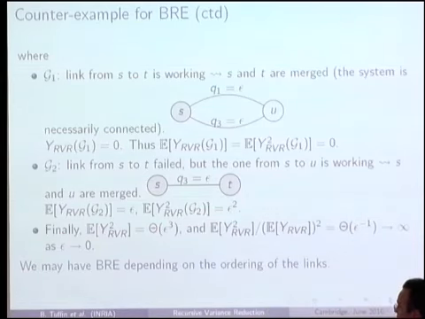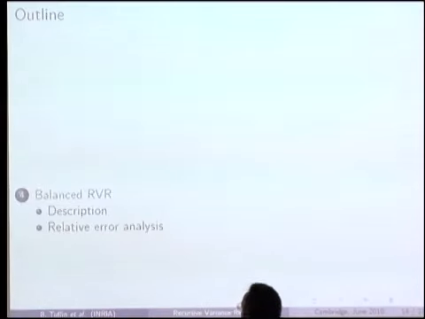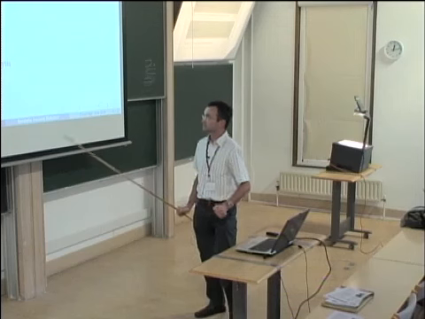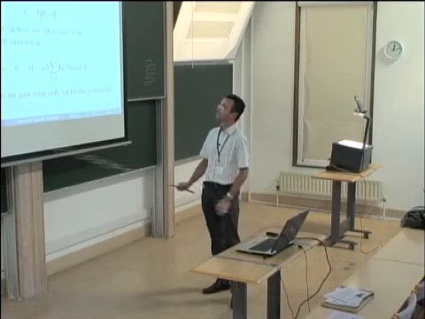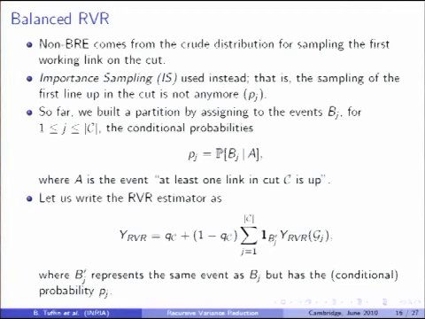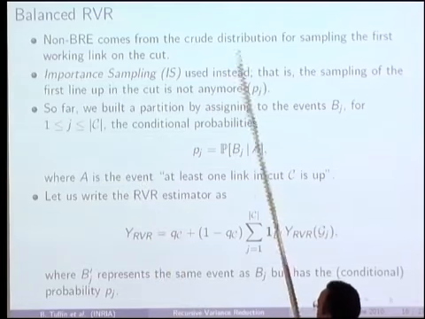But just as a remark, we may have bounded relative error depending on the ordering of the links. If we reorder in another way, then we can have this property that is verified. So for this reason, we have designed a method called recursive variance reduction technique. And the idea comes from the fact that the lack of bounded relative error property comes from the crude distribution of the sampling of the first working link on the cut that we have.